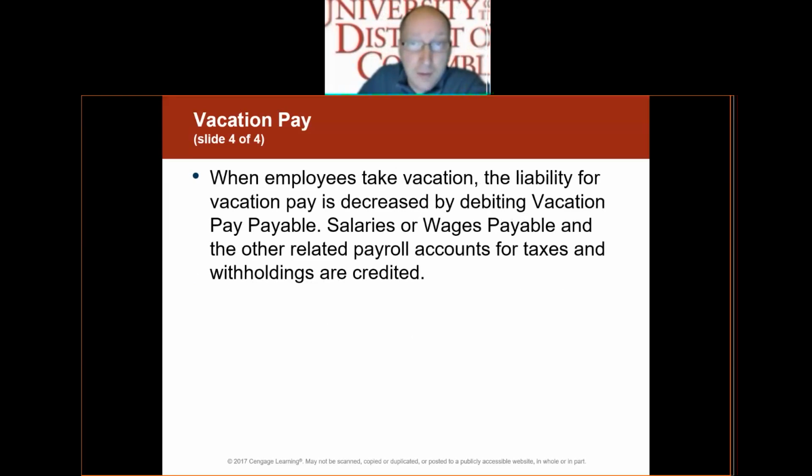When employees take vacation, the liability for the vacation pay is decreased by debiting vacation pay payable. Salaries or wages payable and other related payable accounts for taxes and withholdings are credited.